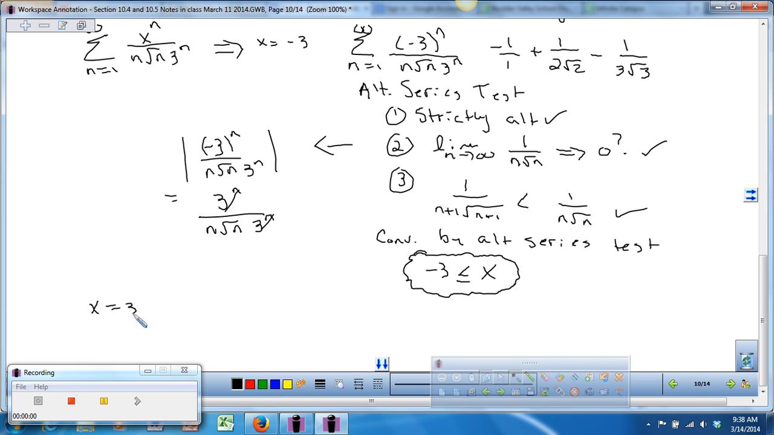X equals 3. So we get the sum from n equals 1 to infinity, 3 to the n over n root n, 3 to the n. This one comes out even nicer. You don't need to do a little work on it first. Yep. This is 1 over n root n.